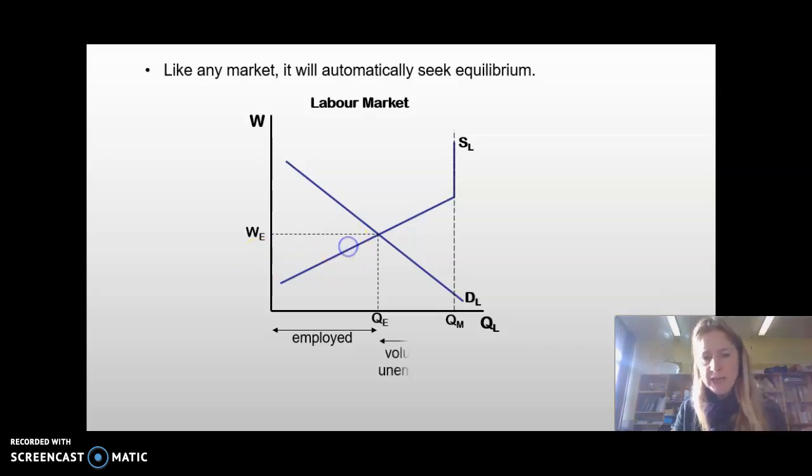All right, what else do we see here? Voluntary unemployment. Now this is a little bit controversial, but theoretically, if a labour market is in equilibrium, so it's where supply of labour equals the demand for labour, the only people who are not working choose to be not working, and we call them voluntarily unemployed.